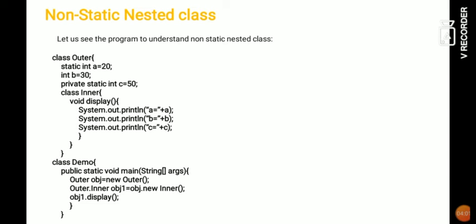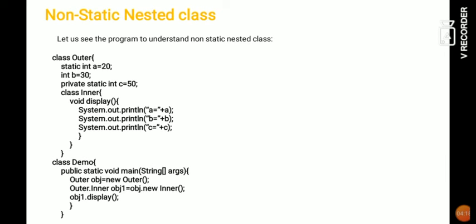Here creating an object is a little bit different. We can create an object of the outer class directly, by using the class name outer, obj as the object name, equal to new keyword, and then I'm calling the outer class constructor. That means an object for the outer class is created.